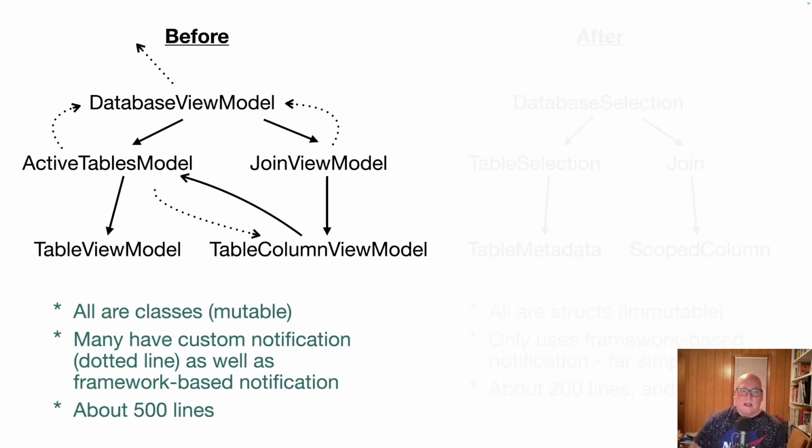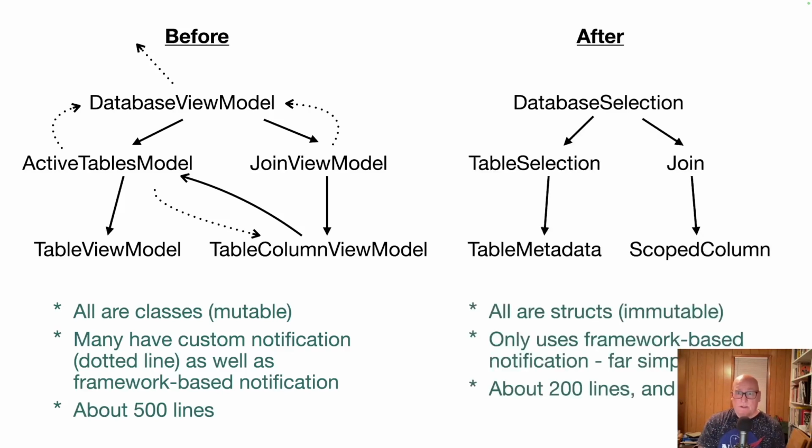And there was a lot of notification. So these are all classes. They're mutable objects. And we have a custom notification system that kind of builds on the built-in one, but also kind of stands aside from it. And I've shown the dotted lines to show which things are notifying each other to keep the pieces of the model in sync as it changes. Now, this whole thing was about 500 lines.